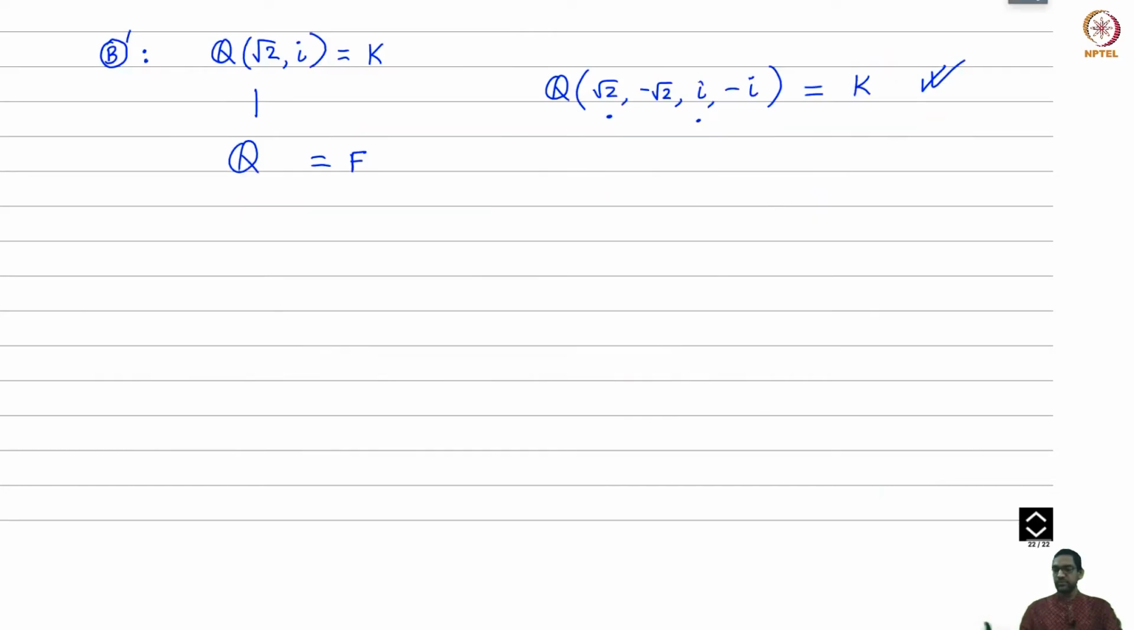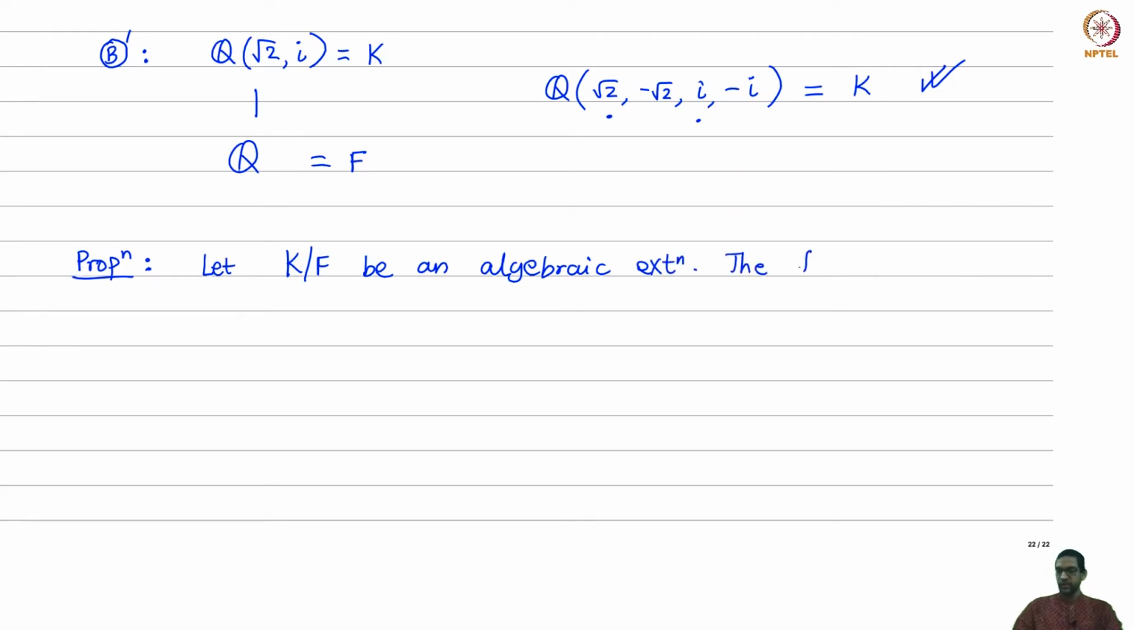But sometimes we want a more intrinsic characterization, meaning without having to look for those polynomials, maybe in terms of other abstract characterizations, and this is sometimes useful. So let me just formulate this characterization as a proposition. Let k over f be an algebraic extension. Then the following statements are equivalent.